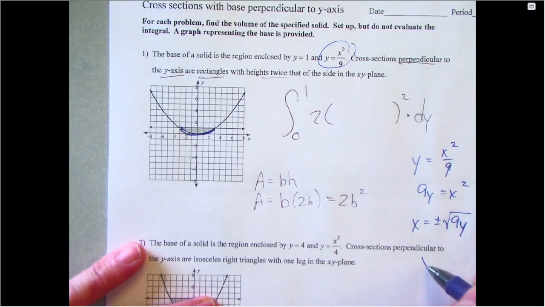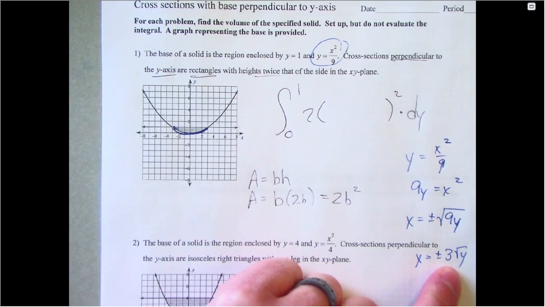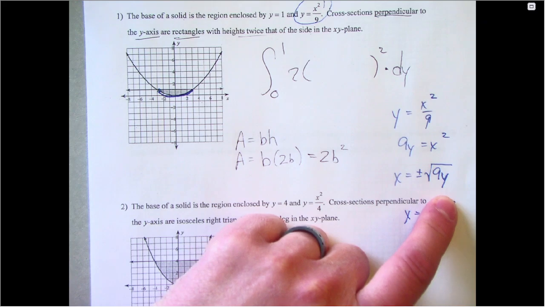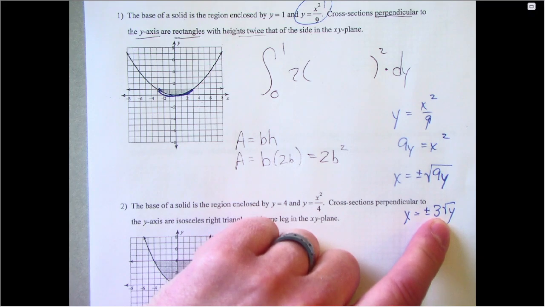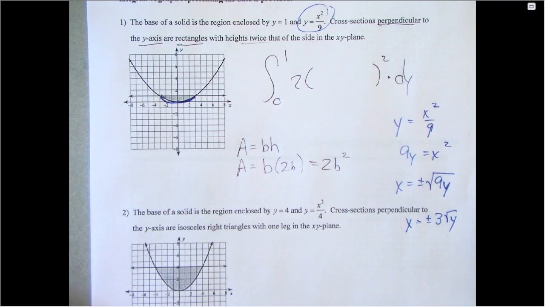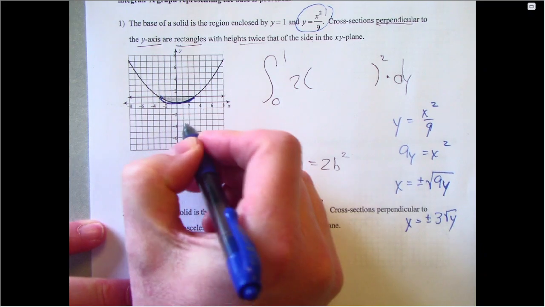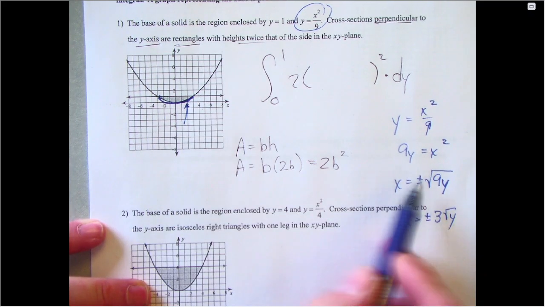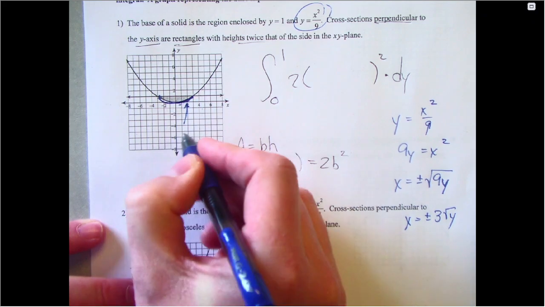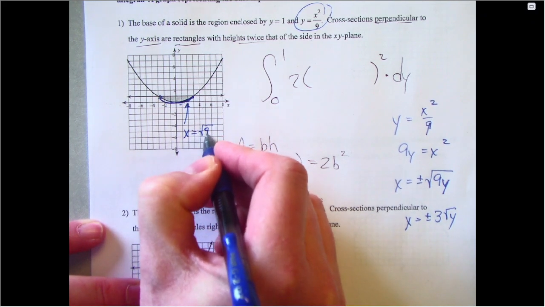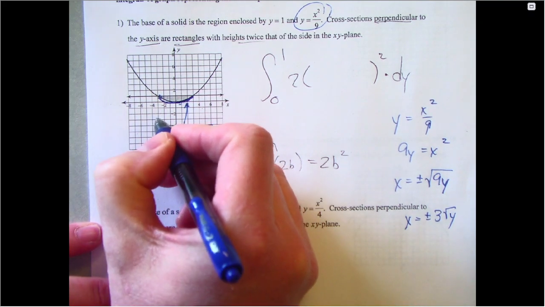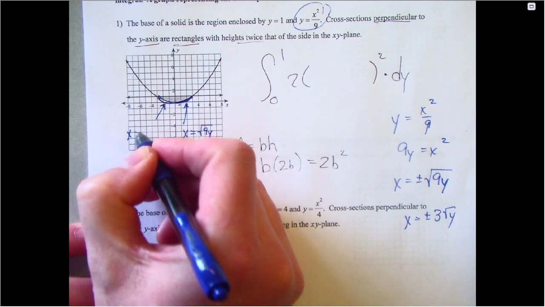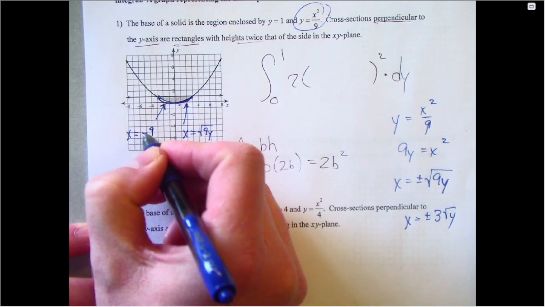If you want to be fancy, you could pull the 3 out, because you can take the square root of the 9. Those are the exact same thing. I don't have a preference, just if it's multiple choice. And then this equation here, if the x values are positive, we're to the right, so this guy is x equals positive square root of 9y. And if your x values are negative, you're on the left. So that's the negative.